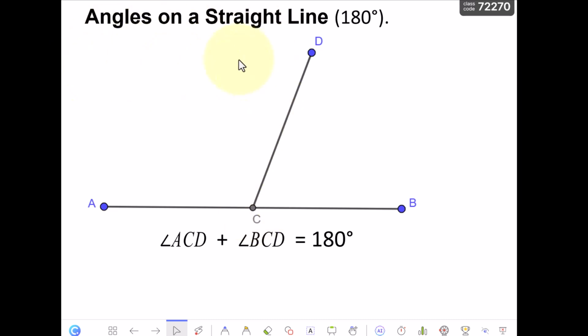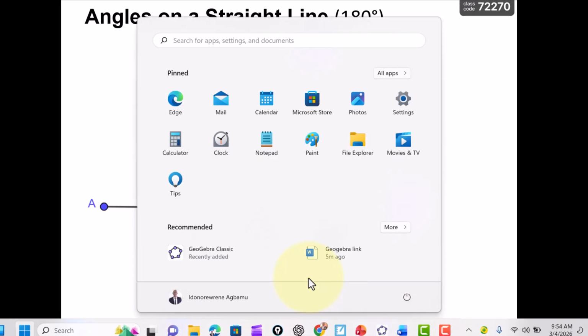So the first theorem or the first property of intersecting angles we want to learn is angles on a straight line, which is equal to 180 degrees. So you can see a straight line ACB. So this is a straight line. So when you check the angles on this straight line, if you place your protractor on this straight line, you already know that it will give you 180 degrees. Just like what we did in the demonstration of yesterday.